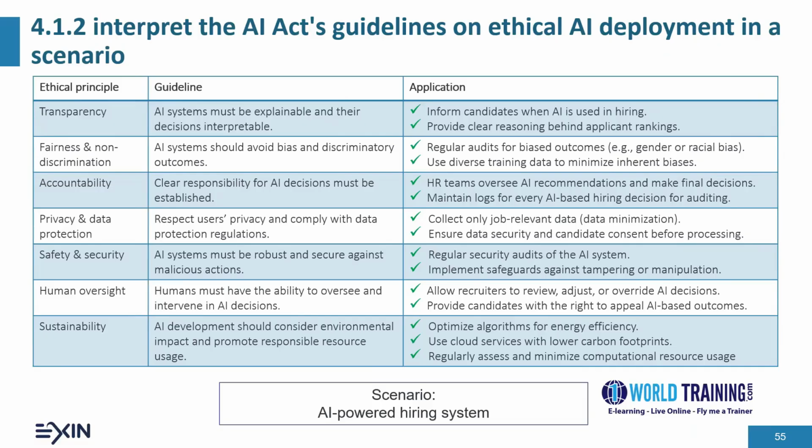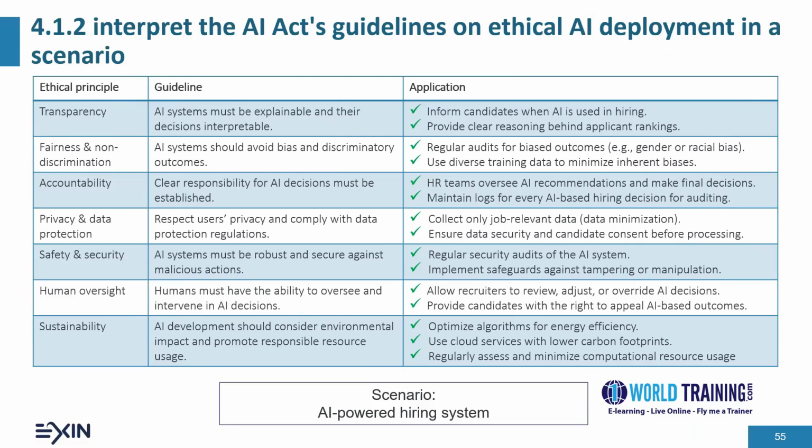The next important principle is safety and security. So the guideline says your AI systems must be robust and secure against malicious actions. The application refers that you need to regularly have security audits done for your AI system. You need to implement safeguards against tampering or manipulation.